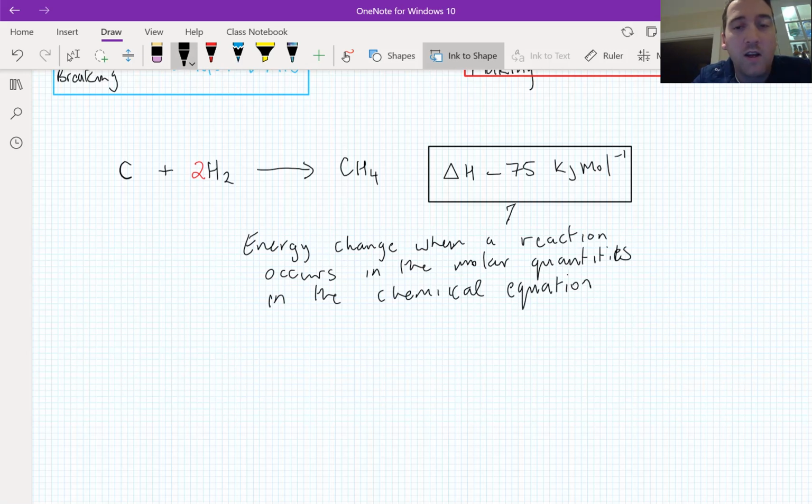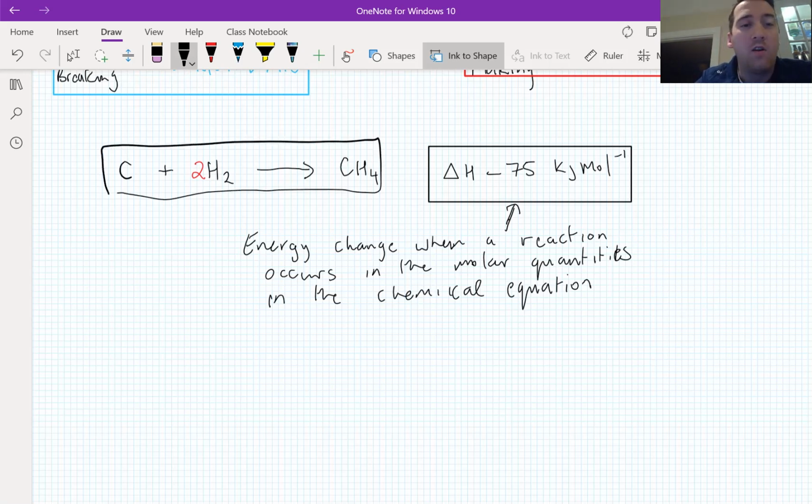That's what this guy says here. That's what that is. It's the energy change when the reaction occurs, like it says here. Now, if I was to say, okay, well, we didn't have 1 carbon, we started with 2 carbons. What would that do to the rest of the equation? Tell me what that would do to the rest of the equation.